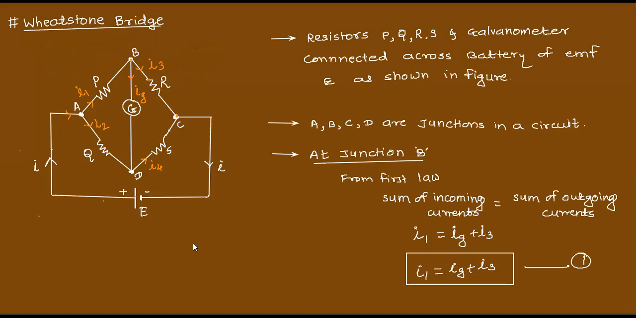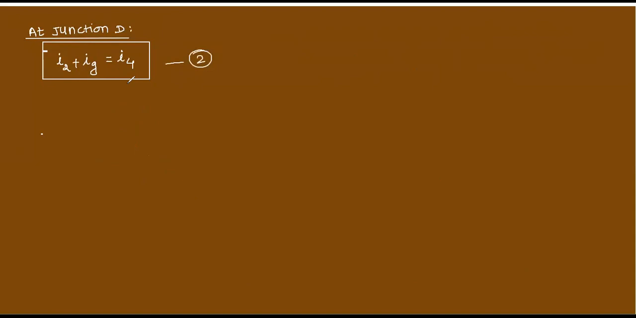See here at this junction D. This is the junction D. Can you see how many currents are coming? This one is coming, and this one is coming. These two currents are coming. This is leaving. That's why IG plus I2 is equal to I4. Therefore, I have written it like this here.